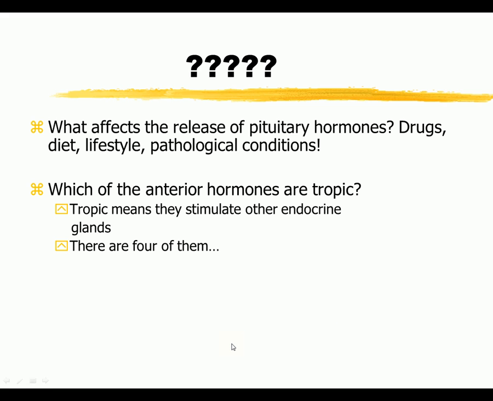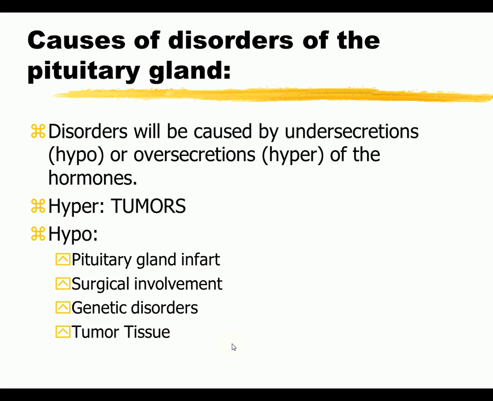That should be tick, tick, tick, tick, ticking in your mind now. ACTH, TSH, LH, and FSH. Lots of terms there. Remember, it's the first 4. Something to keep in mind that's going to help you is that disorders are either going to be caused by undersecretion, which is hypofunction, or oversecretion, which is hyperfunction of these hormones that we're going to be talking about.